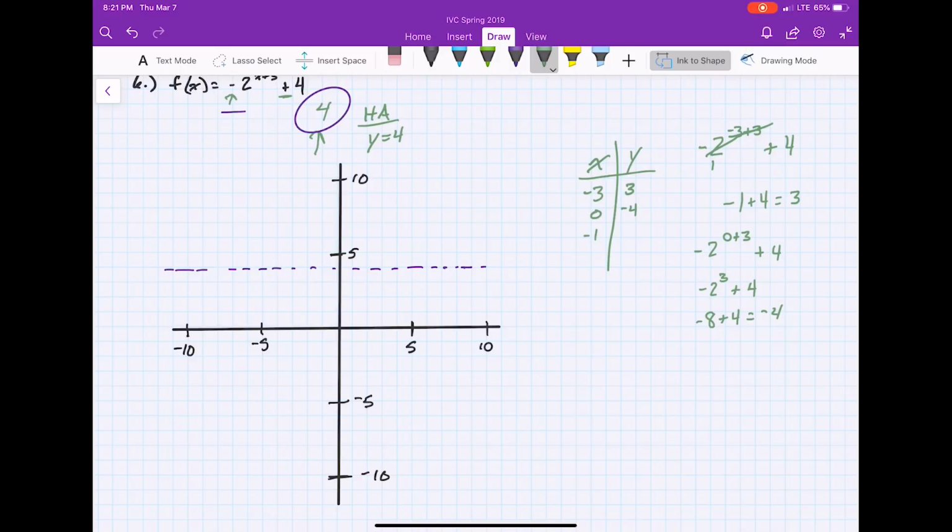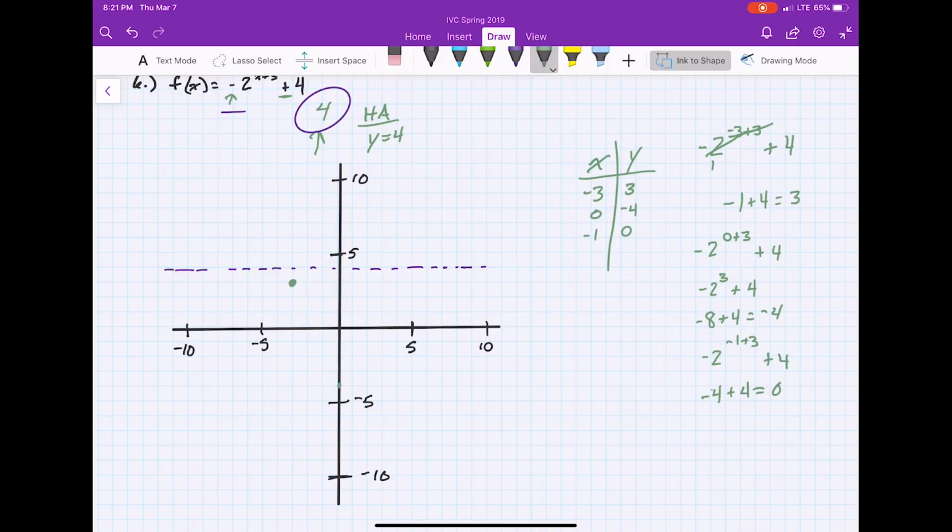Let's try -1 just for fun. We'll get a third point. So we have -2 with an exponent -1 plus 3, all that plus 4. And so that's going to be -4 plus 4, and that's going to equal 0. So that's going to be our intercept there. So let's go ahead and plot these 3 points. We really only need 2 because we're just getting a rough sketch of this graph, but I put 3 of them up here for fun.